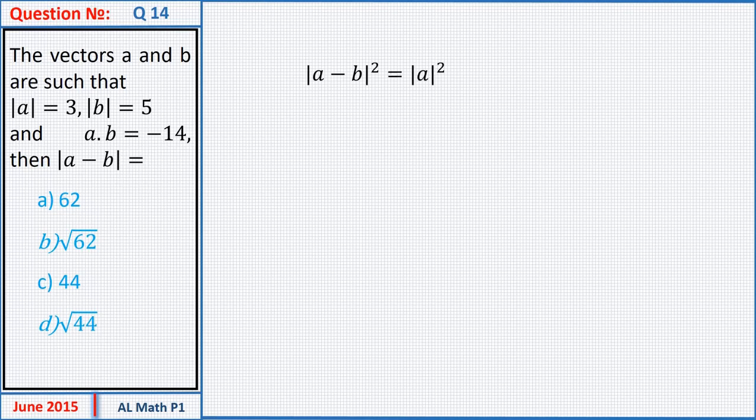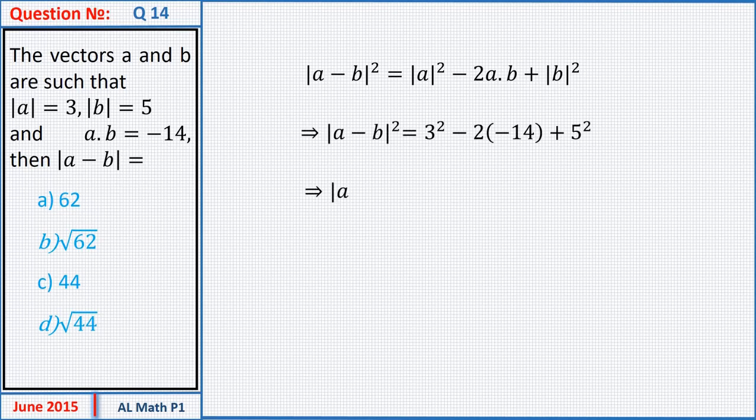So if we square both sides, we have that the magnitude of a minus b squared will be equal to the magnitude of a squared minus 2 times the dot product between a and b plus the magnitude of b squared. Then replacing, we have the magnitude of a minus b squared equal to 62. Then we take the square root on both sides. We have the magnitude of a minus b equal to the square root of 62, which gives us B. Okay, go to the next.